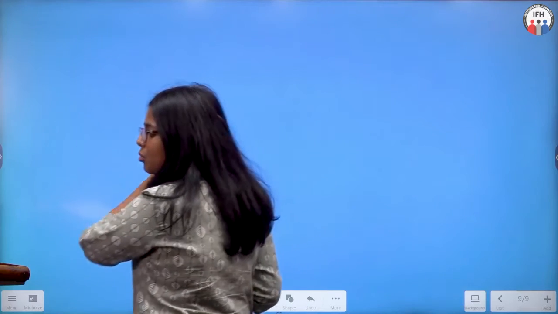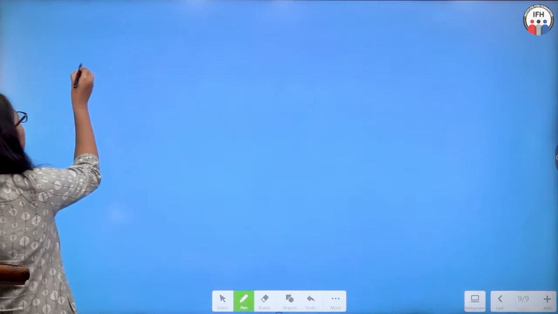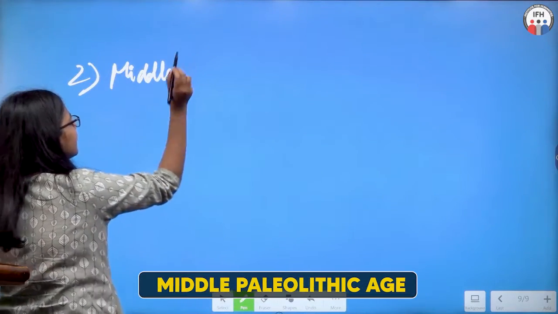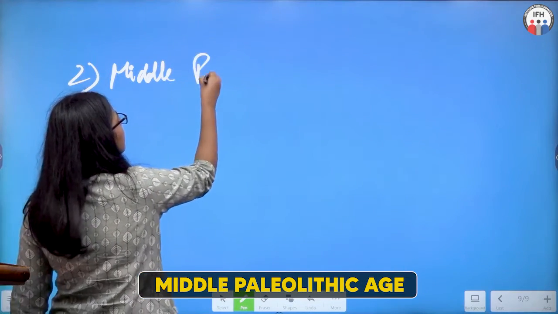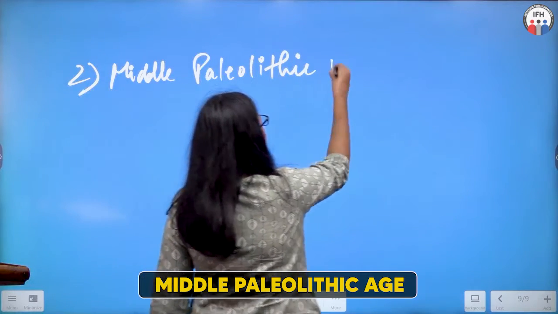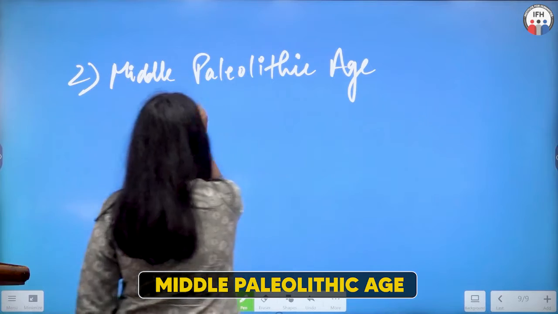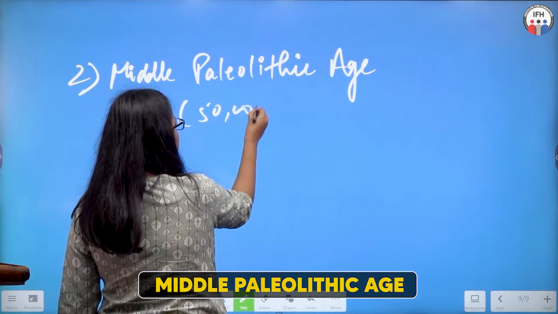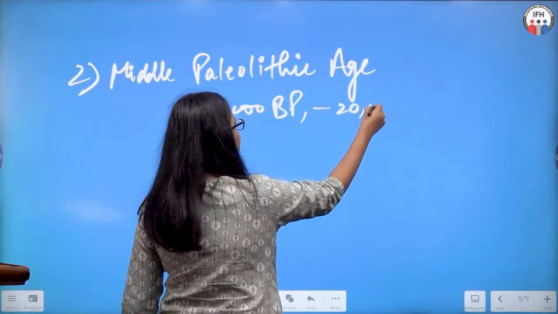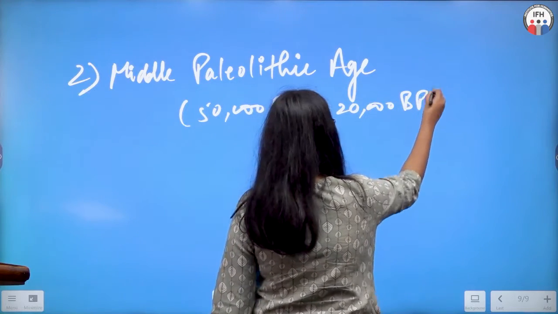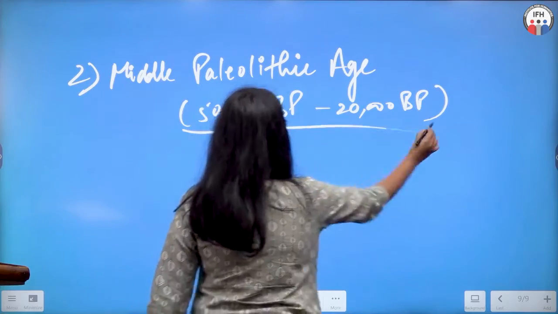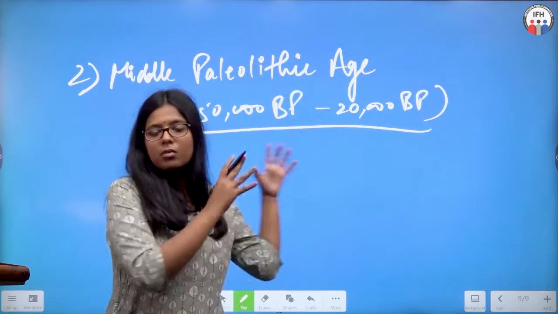Now coming to middle Paleolithic, the second division. Why middle Paleolithic? Because tools are getting a bit better. Middle Paleolithic age, 50,000 years before present to 20,000 years before present. So the basic difference is tools are getting a bit better from the earlier one.